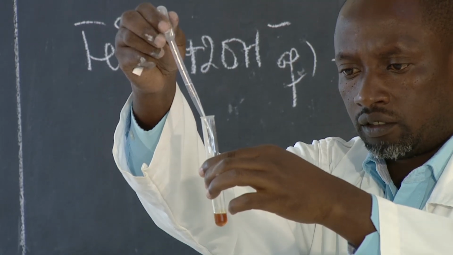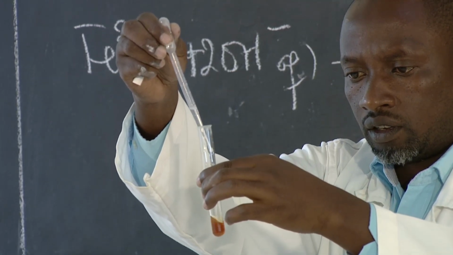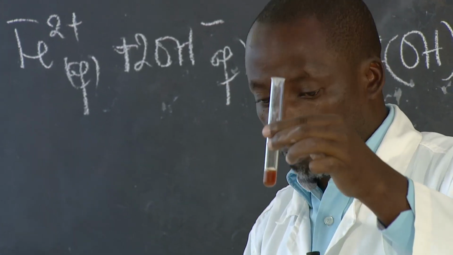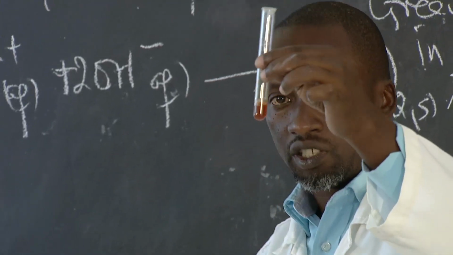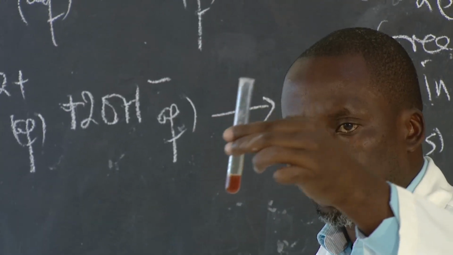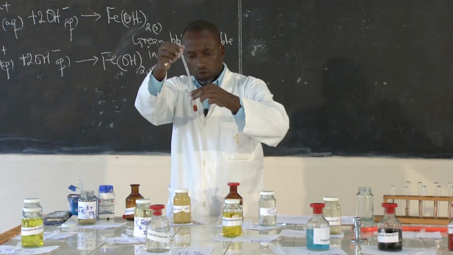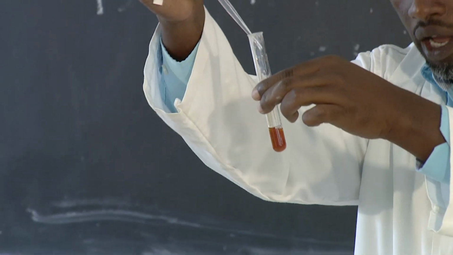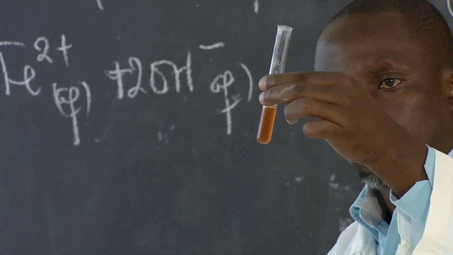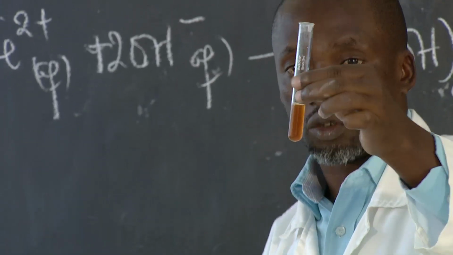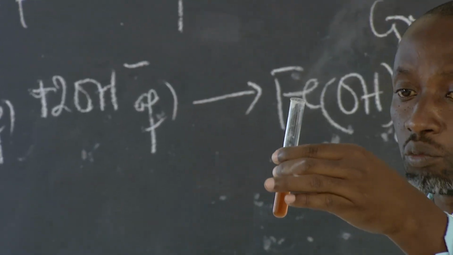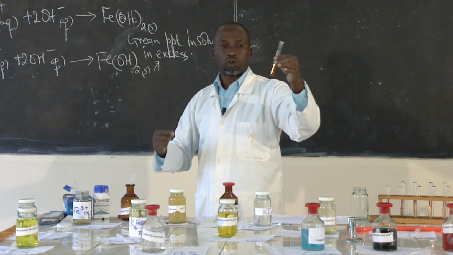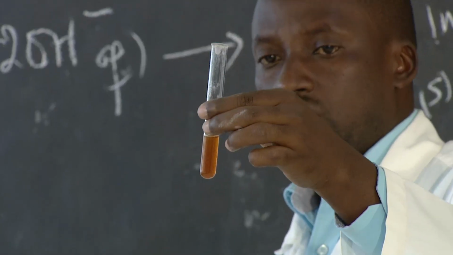This is a precipitate. Remember precipitate. Precipitate looks like this. So it is reddish brown, or you can call it brown. So this is iron 3. This can also be called rust, the rust that can destroy the metals. It's because of this iron 3.